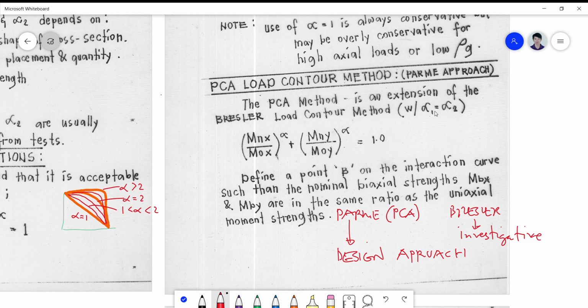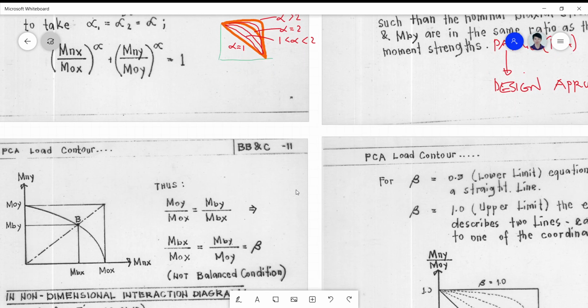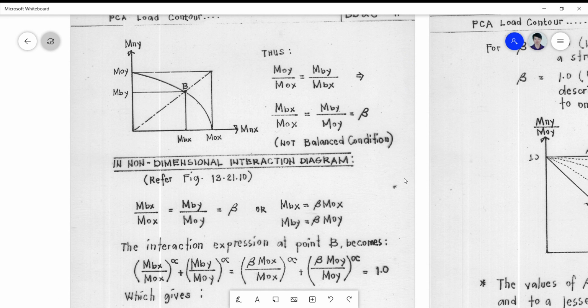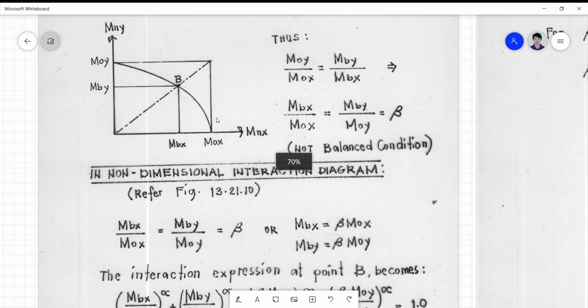Same assumption with Bresler. But the different approach comes from a point wherein a definition of point B was inserted to give you a formula on determining the design moment based on the load contour. Okay? Kasi meron kang final moment na MU. Paano mo makukuha yung design moment mo, no? So, yun ang problema mo dyan. So, ito yung ginawa ni Parme.